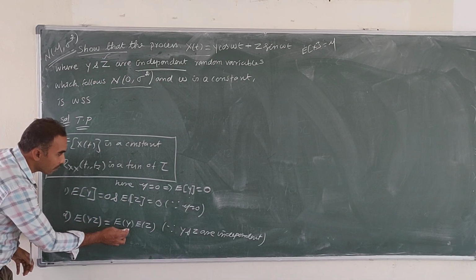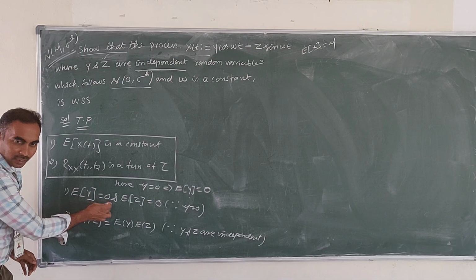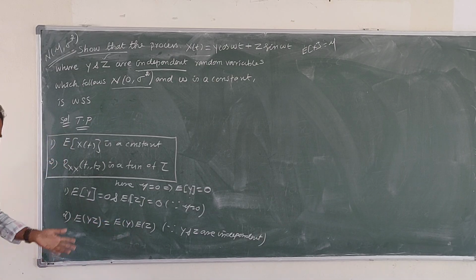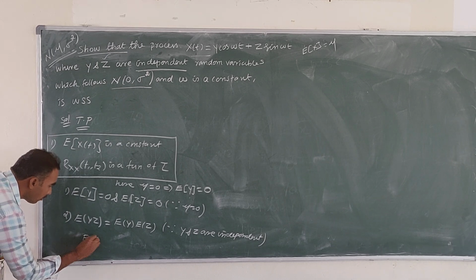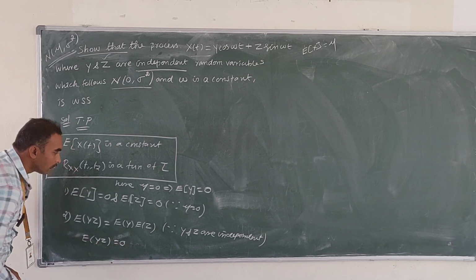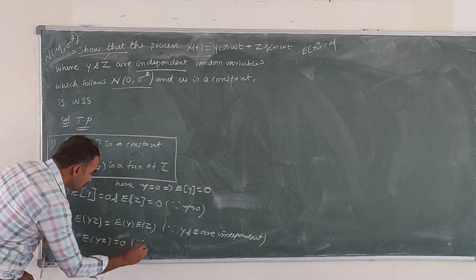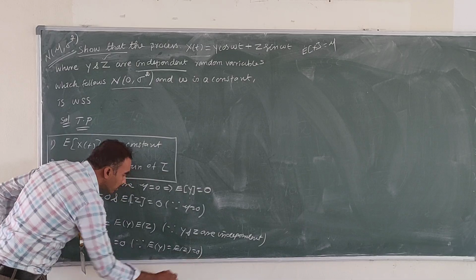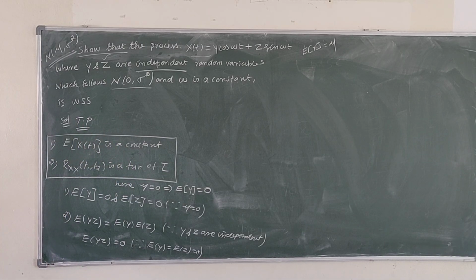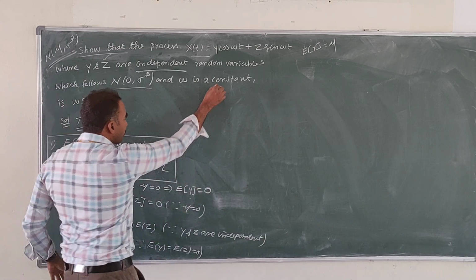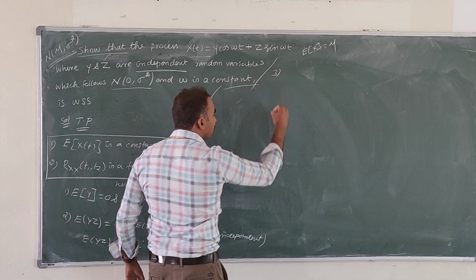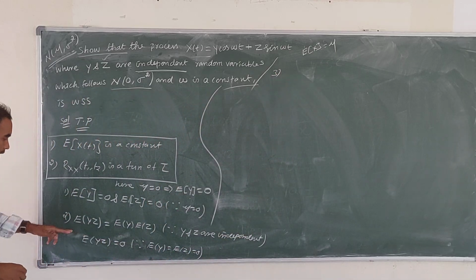So what about E[Y]? 0. What about E[Z]? 0. 0 times 0 is 0. So E[YZ] is equal to 0, since E[Y] and E[Z] equal 0. Next, the third one we need.